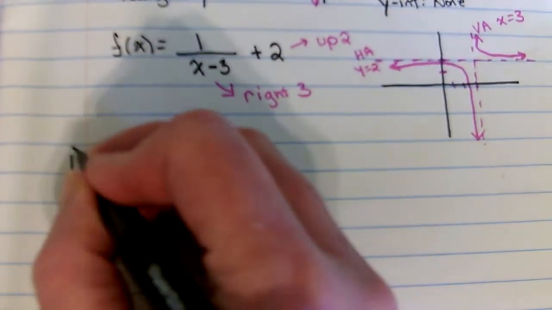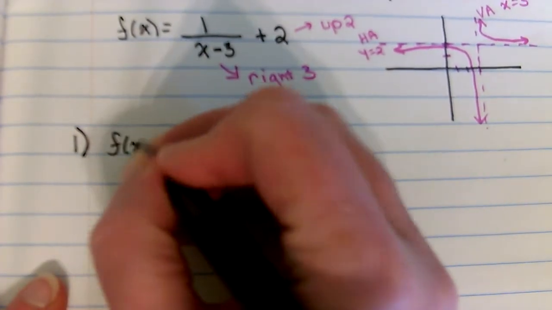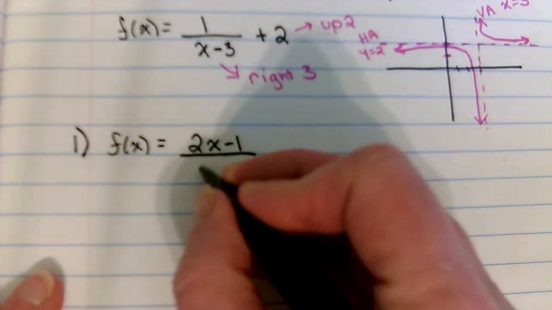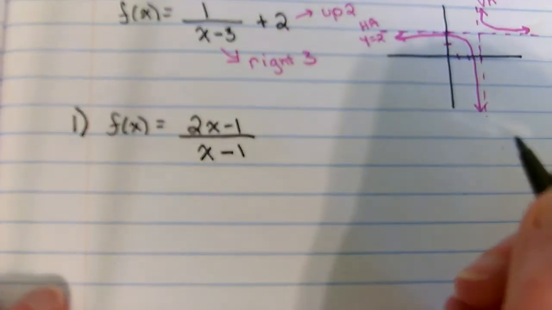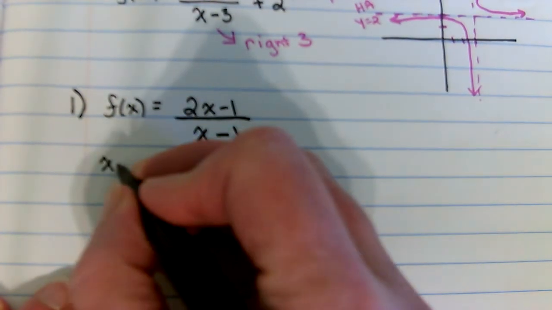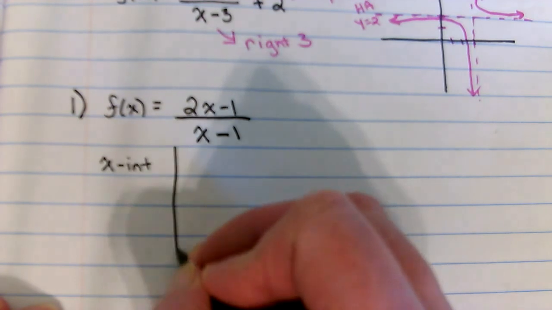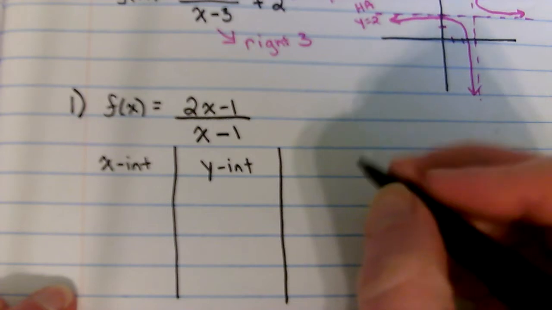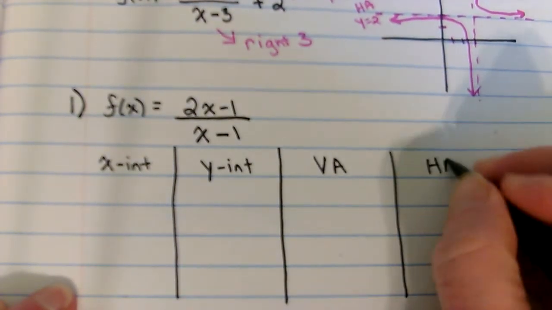Now, they get a little bit harder when it's not just transformations. So I'm going to take, this will be my first real number 1. Let's take the function 2x minus 1 over x minus 1. Okay. Let's find all the goodies. So I'm going to break it down. We're going to find our x-intercept. We're going to find our y-intercept. We're going to find our vertical asymptote. And we're going to find our horizontal asymptote.